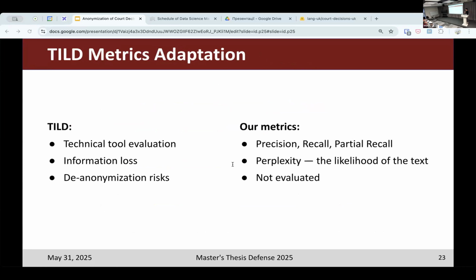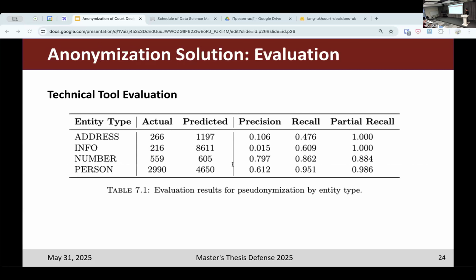And to measure the solution, what we did, we actually tried to adopt TILT, as I mentioned before during the literature review. So for technical tool evaluation, we measured precision, recall and partial recall. For information loss, to measure that, we used perplexity as a proxy. That is actually the likelihood of the text. But unfortunately, due to lack of time and resources, we didn't conduct the intruder test and the anonymization risk. So it's left for future work.